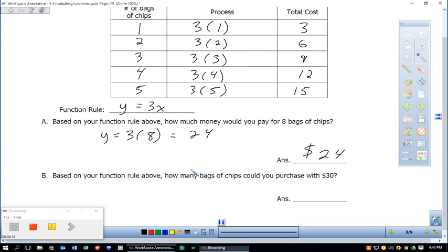Part B, based on that function rule, how many bags of chips could you purchase with $30? So instead of plugging in where x is, we're going to replace y. So that's 30 equals 3x. Dividing by 3, you get that x equals 10. But that is not what it asked. It asked how many bags of chips. So the answer is 10 bags.